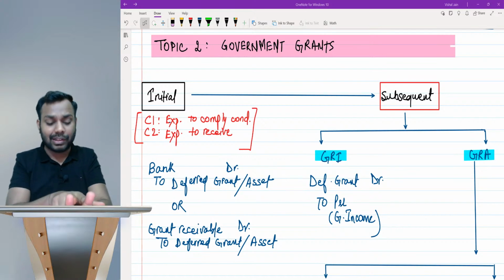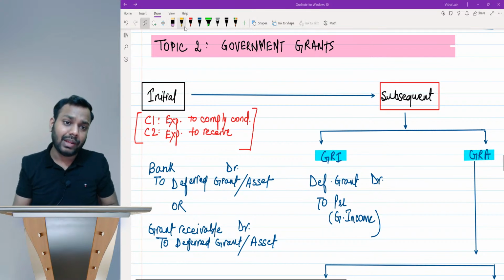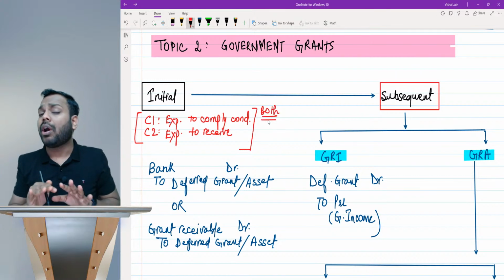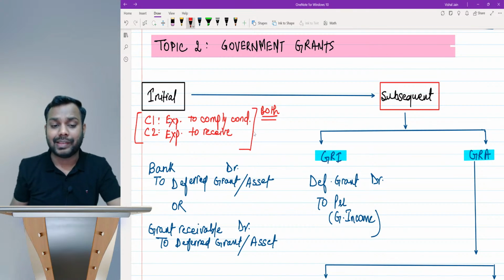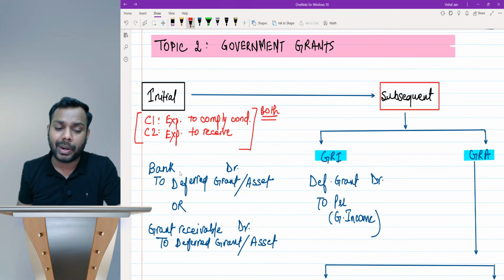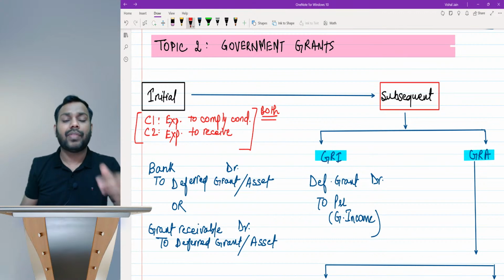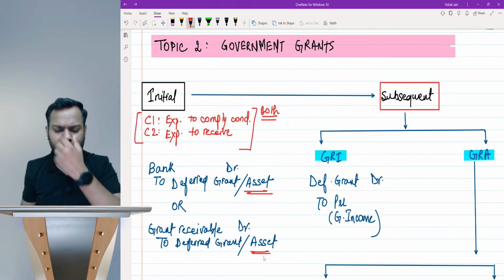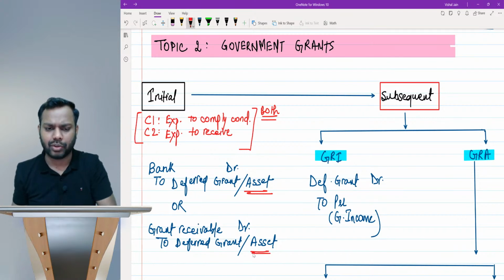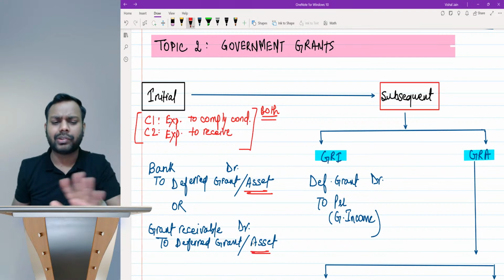If both of these conditions are satisfied, then I can recognize the grant in my books, irrespective of whether the grant is received or not. If the grant is received, I will pass an entry: bank account debit to deferred grant. If the grant is not received, I will recognize an entry: grant receivable account debit to deferred grant. Why I have written asset here, I will discuss after 10 minutes, when I discuss the subsequent treatment. For now, just treat it as a deferred grant.